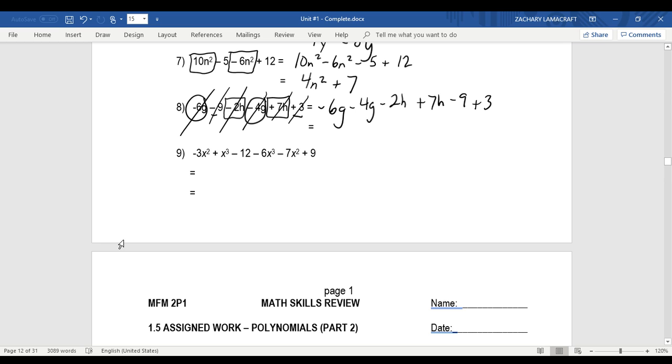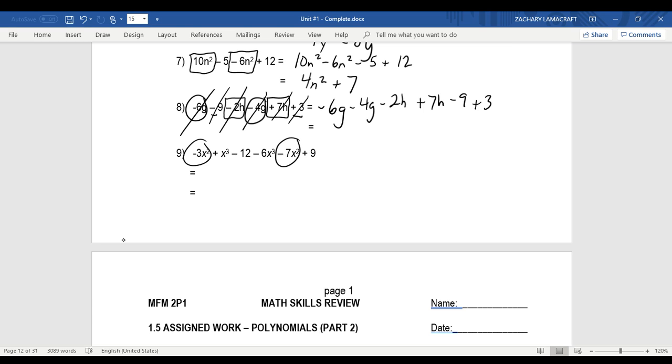Yeah, let's get some assistance here. What can we do? Let's just group them first. What can we group? Yep. Oh, okay. You're on the right track, though. It's all good. So number 9, what could we circle? Negative 3x squared and negative 7x squared.